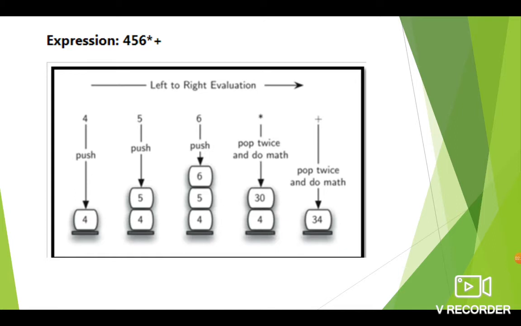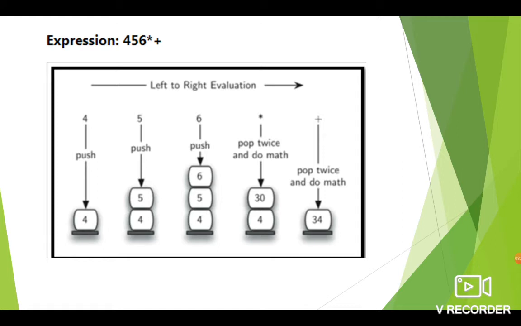This is an example for postfix expression. Why do we call it postfix expression? Because the operator follows the operands. So we are scanning the expression from left to right. The first symbol is 4. It is an operand, so it is pushed onto the stack. The next symbol is 5. Again it is an operand, so it is pushed onto the stack. The next is 6. It is also an operand, so again 6 is pushed onto the stack.